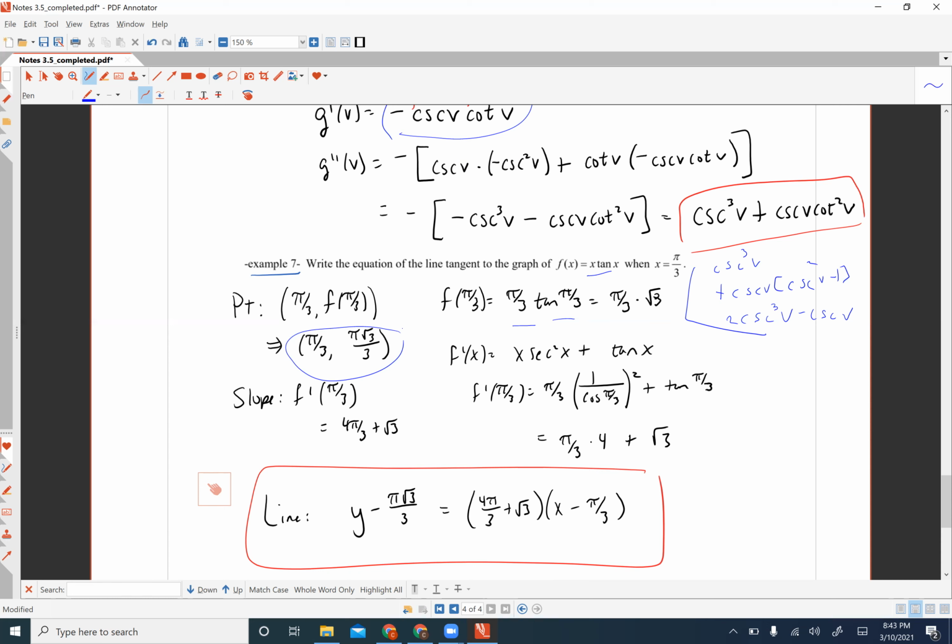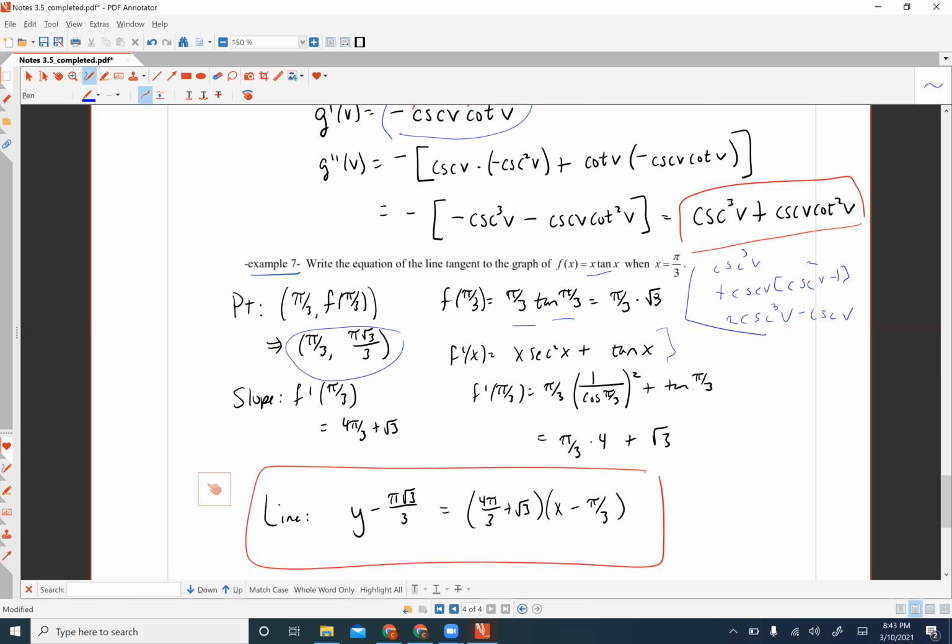So you get x secant squared of x. And now let's take the derivative of x plus tangent of x. So the derivative of f of x is x secant squared plus tangent of x. And now let's evaluate that at pi over 3. And so what do you get?